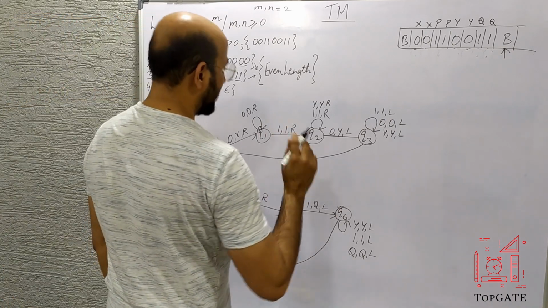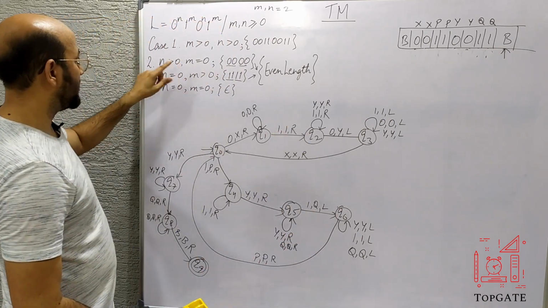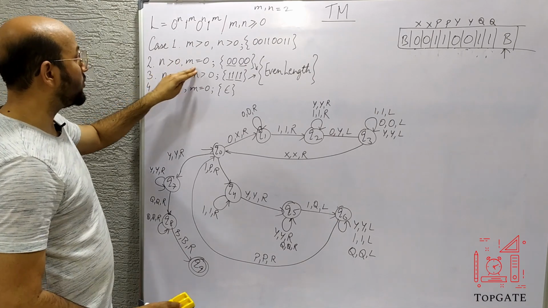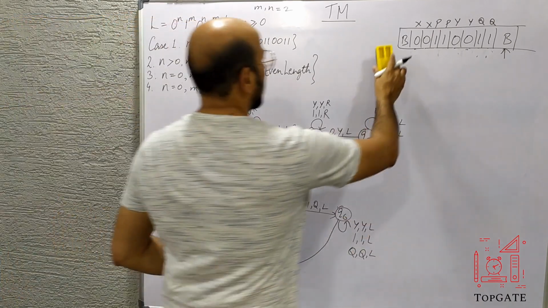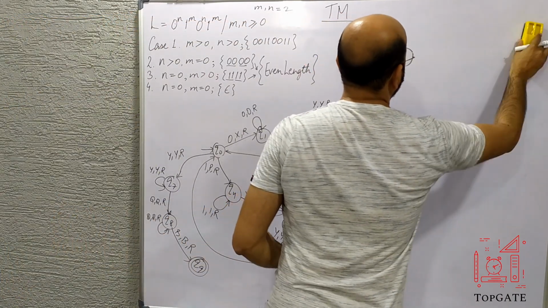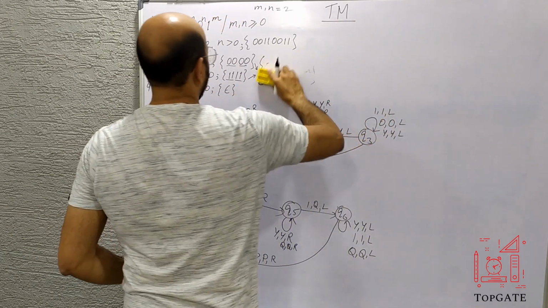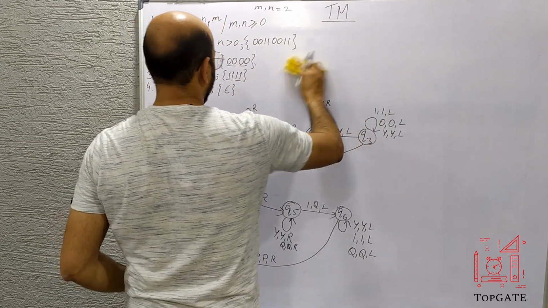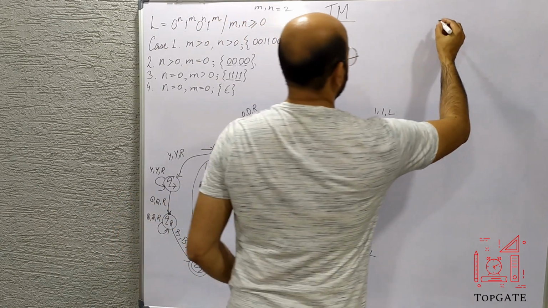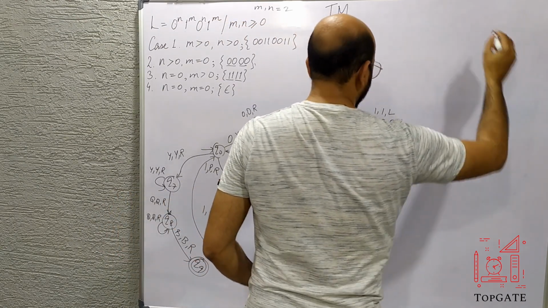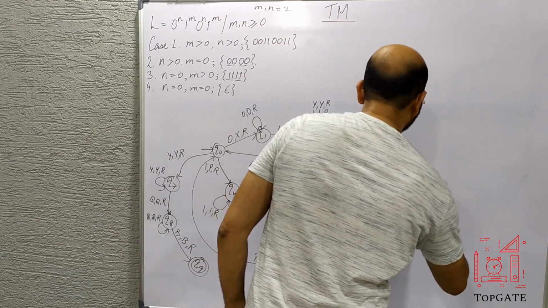Now take the second case. Second case is this one, that is, the value of n is more than 0, the value of m is equal to 0. Now I'll take a new input tape and I'll try to incorporate this one also into this Turing machine. So the input tape that we take, I'll take it here only.